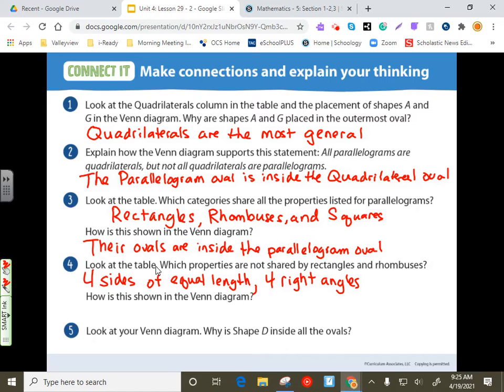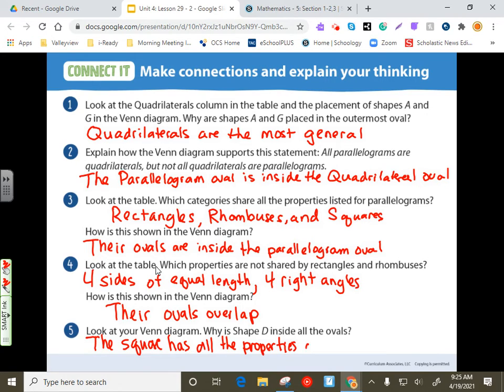How is this shown in the Venn diagram? This is shown by their ovals overlap. And that overlap is where you know that two different things share the same properties. Look at your Venn diagram. Why is shape D inside all the ovals? And the answer is the square has all the properties of the others.